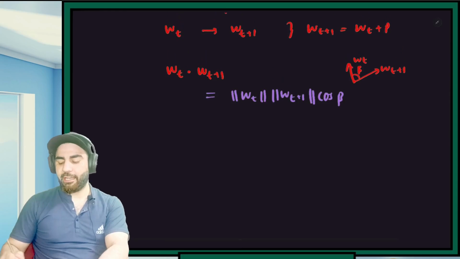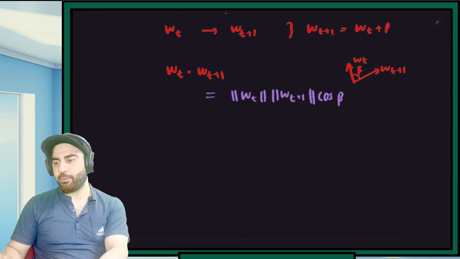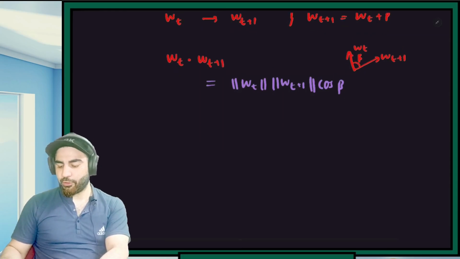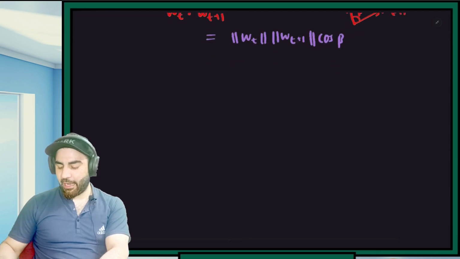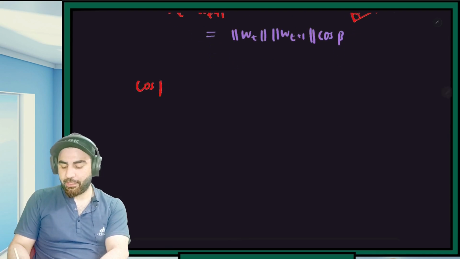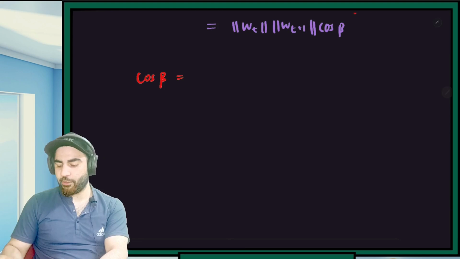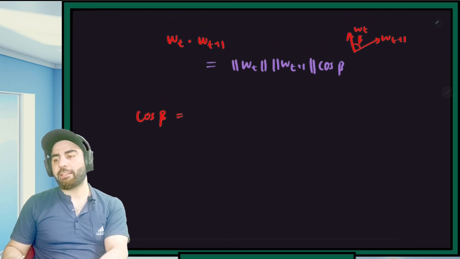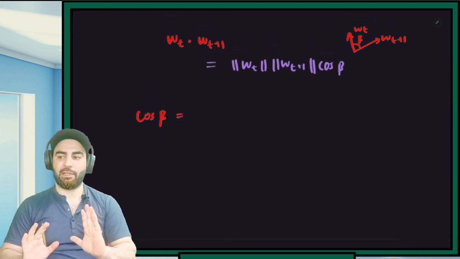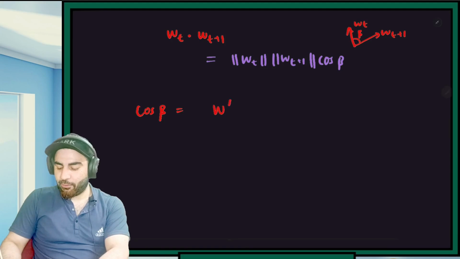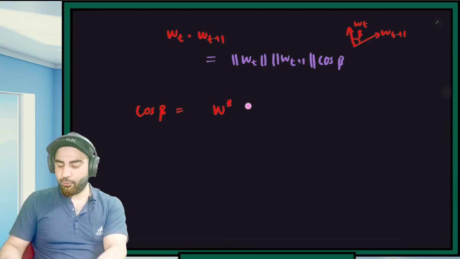Okay, till here it's clear. If I take the dot product of these things, I should be going till here. So now I can say cos of beta. Let's suppose I have to find this optimal W. By definition, I have to find the optimal W. Say I have this optimal W, W star. W star multiplied by W_{t+1}.